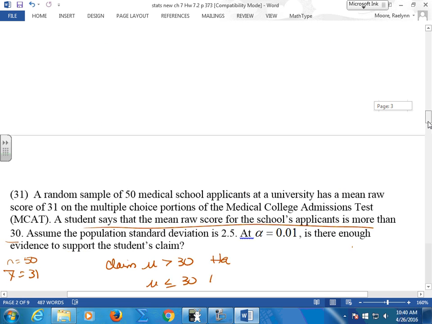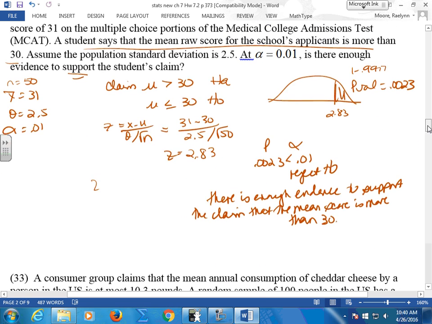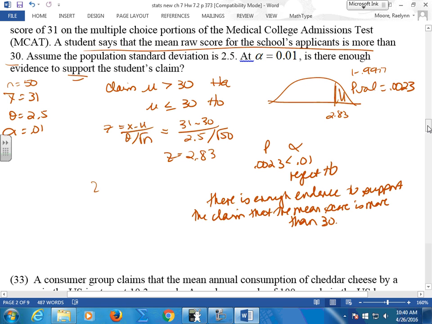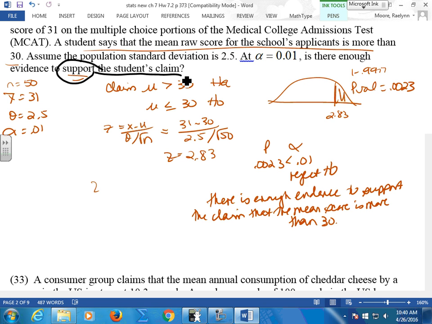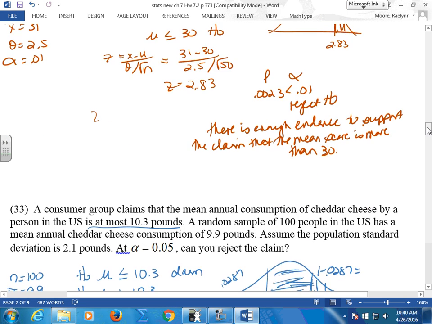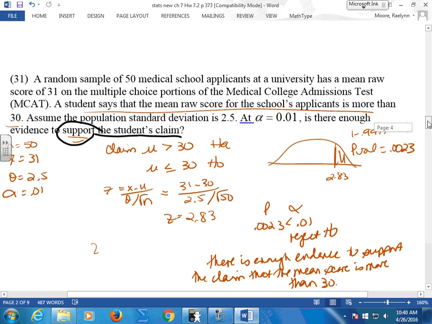And the last one, they gave you your sample first before they gave you the claim. But they gave you a nice hint here. Do you have enough evidence to support the student's claim? So, find the student's claim up front. And make the claim, make the HA. Where's the student? We can go over this one tomorrow, right before the test.